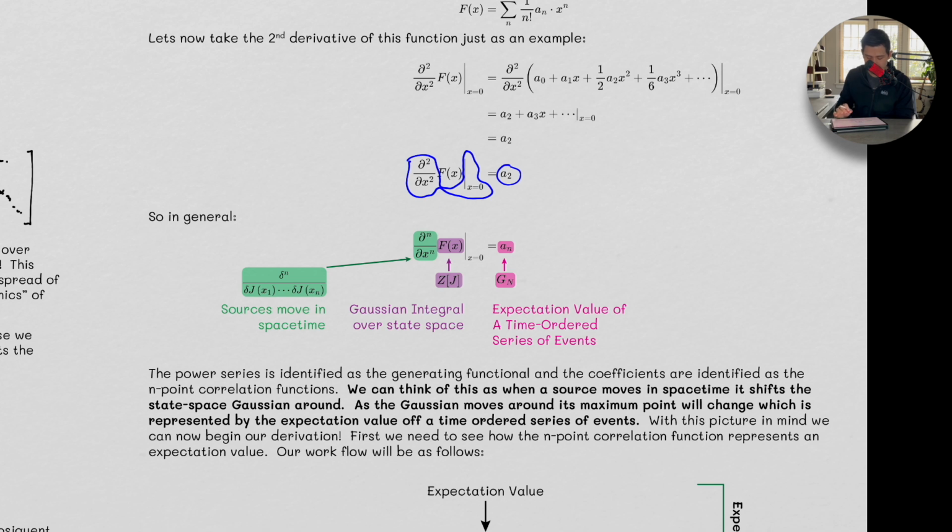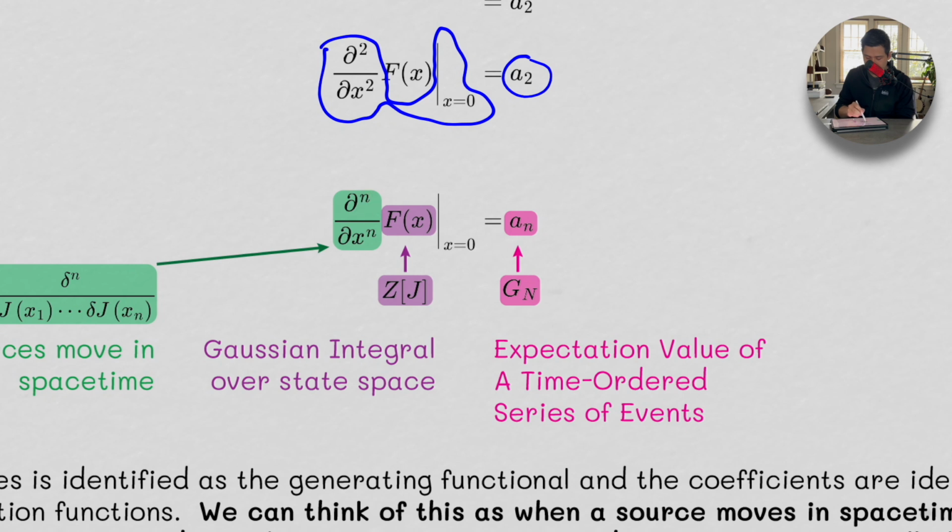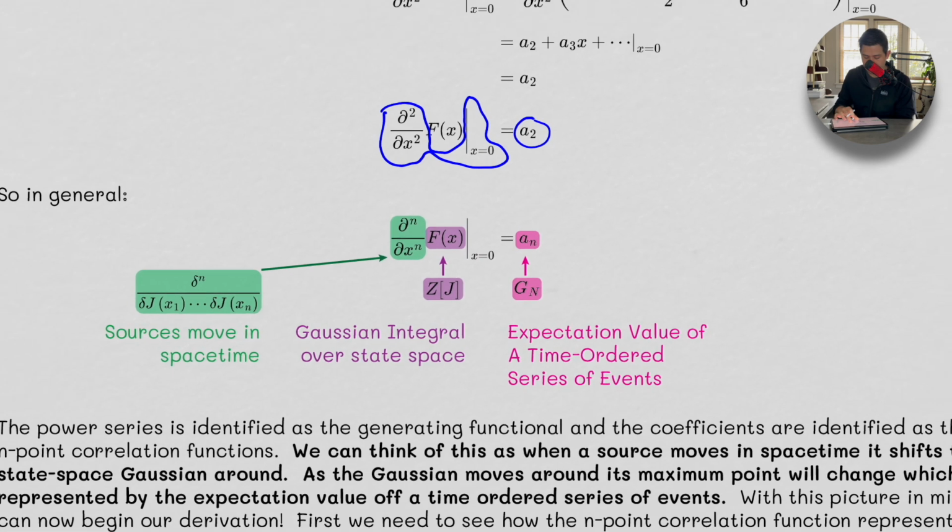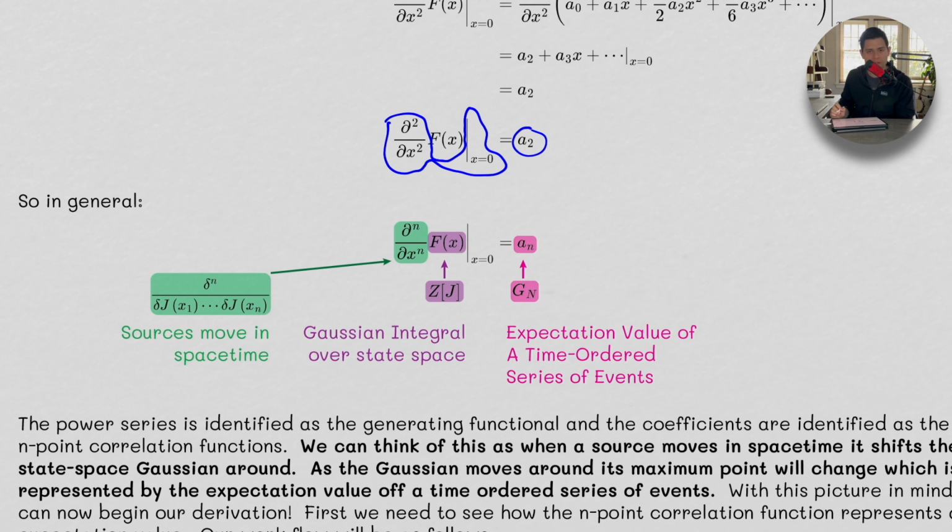Let's make this a little bit more general. We say the nth derivative of f evaluated at x equals 0 is an, where n refers to how many derivatives you're taking. Okay, so here's the leap, right?